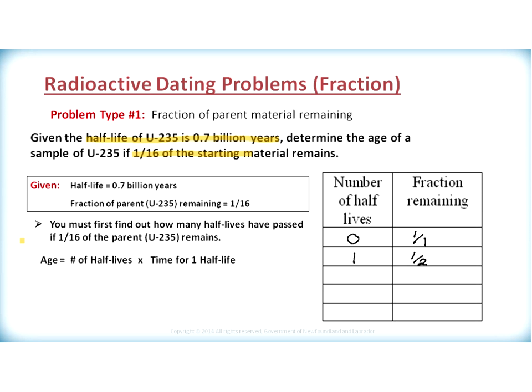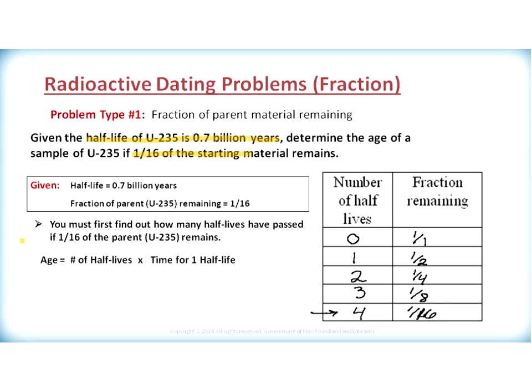After the first half-life, 1/2 of the fraction would remain. So that would be 1/2. After the second half-life, we get 1/2 of a half, which equals 1/4. After 3 half-lives, we have 1/8. So the amount of parent material keeps decreasing by 1/2 with every half-life. And after 4 half-lives, we are finally down to the fraction that was provided. That would be 1/16. So we know that our sample has gone through 4 half-lives.